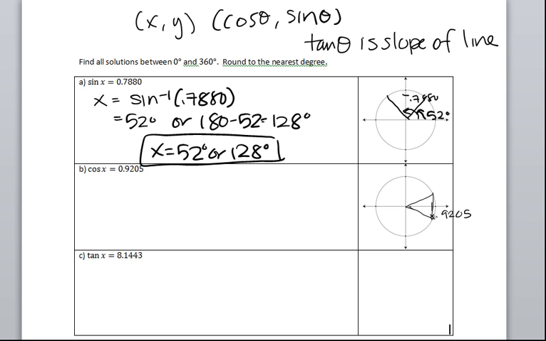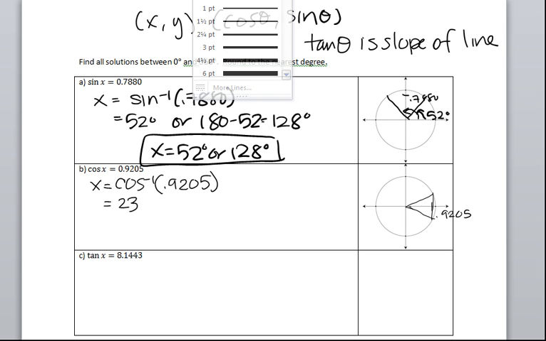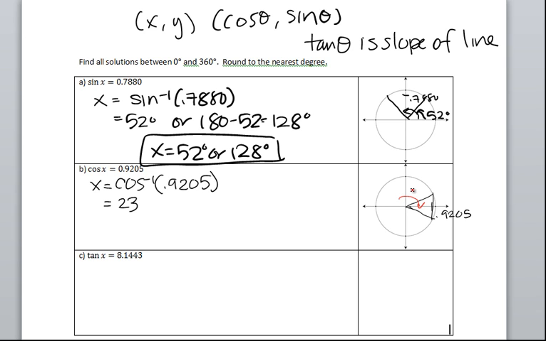Okay. So what do I do? I first take the inverse cosine of both sides. So x is equal to inverse cosine of 0.9205. And my calculator tells me that that is 23 degrees. So this little one here, in quadrant 1, that's 23 degrees. So what I need to do now is find this other one here, I'm just drawing an arrow, in quadrant 4, and that's going to come all the way around to here, and so that other one is 360 minus 23.